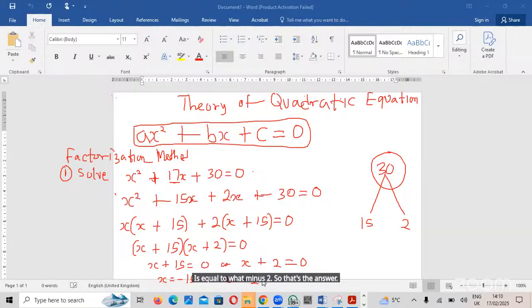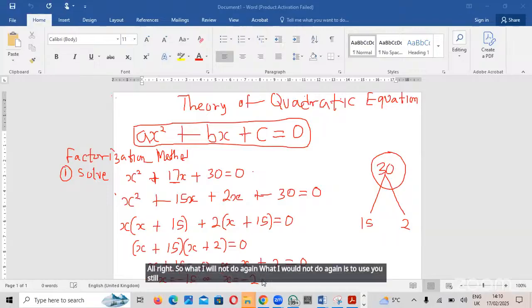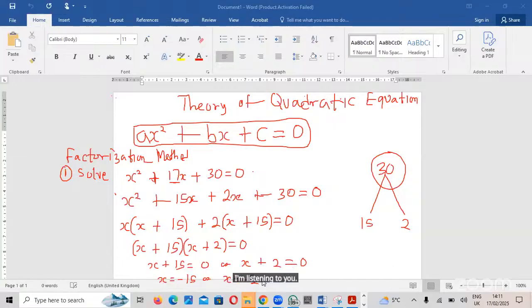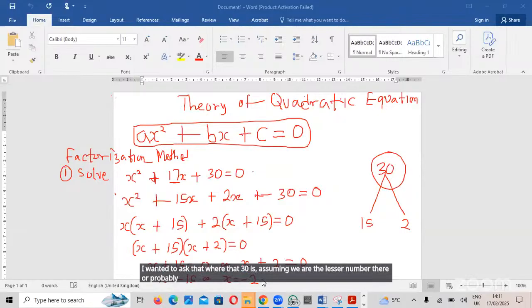All right. So what I will now do again is to solve the same problem by using a quadratic formula. Sorry, sir, I'm listening to you. I wanted to ask, assuming we had a lesser number there instead of that 30, or a number that, if we separated this 17, would not be able to give us 30. I don't know if you understand.